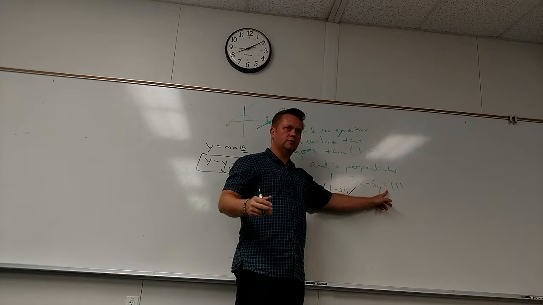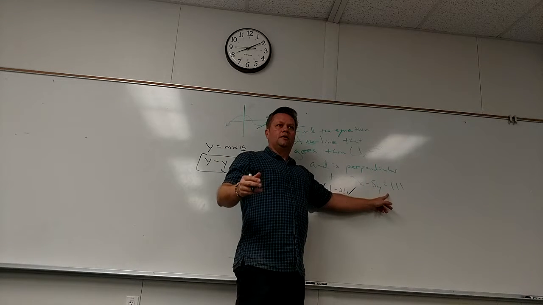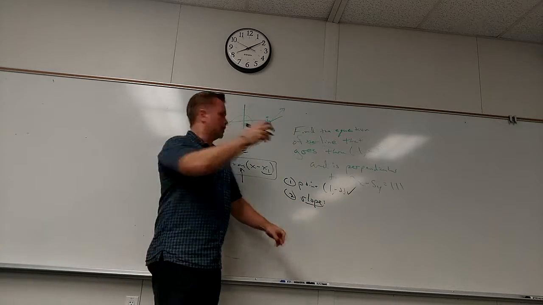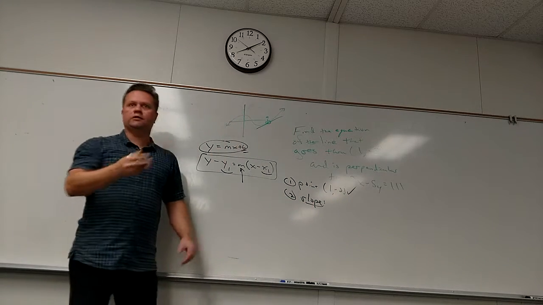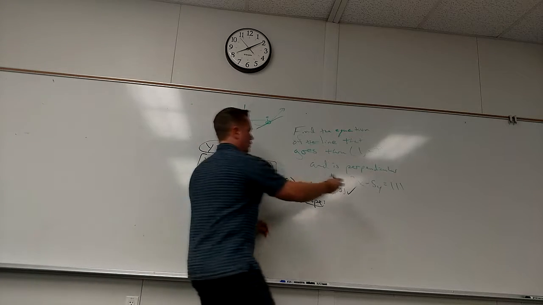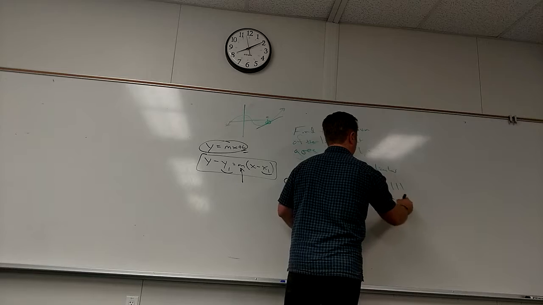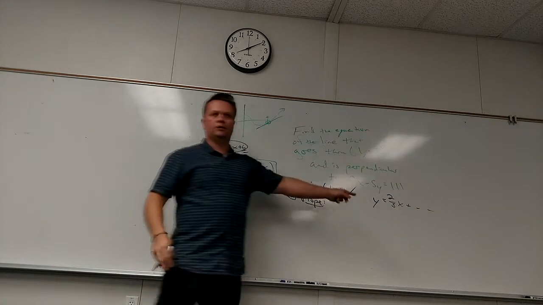How do I get this line's slope? Yeah, solve for y. Because then I put it in that form, I can just look and see the slope, right? So I solve for y, add 5y, divide by 5, I get 2/5 x plus, who cares? So what's that line's slope?